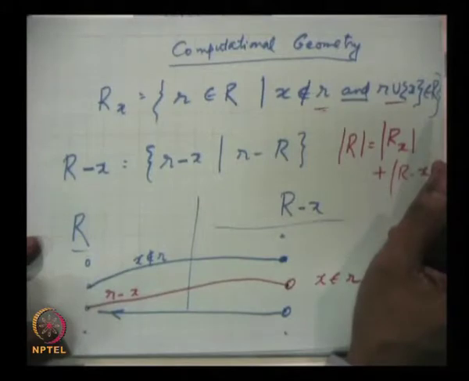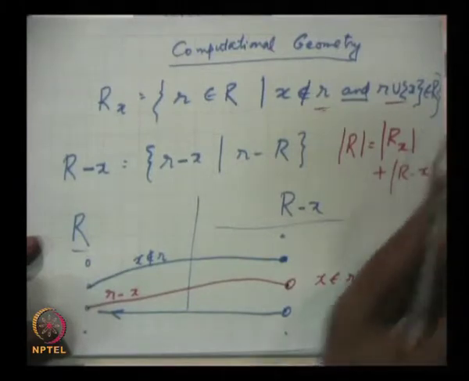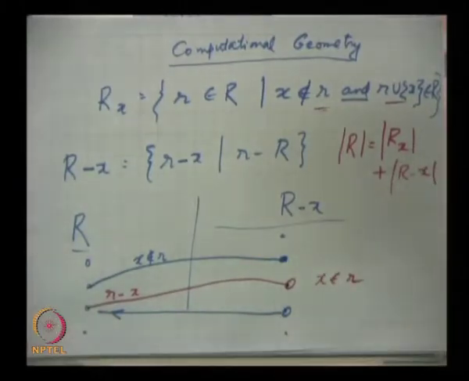Won't it be in the other manner, sir? Two ranges from R will get mapped to a single range in R minus x.